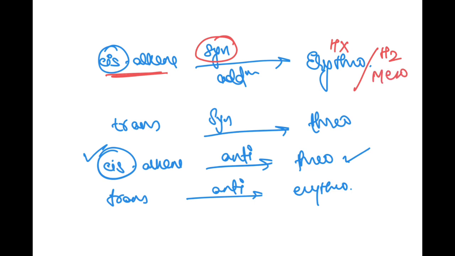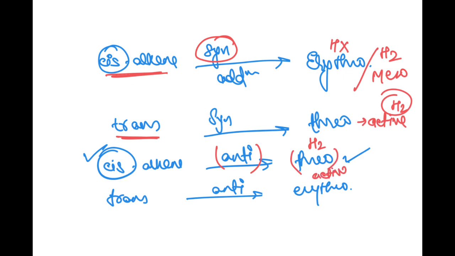Similarly, on the trans, if you are doing syn addition, you will always get 3O and you will always get an active molecule. Even if you are taking hydrogen, you will get an active molecule because the groups are trans over here. Similarly, if you do cis alkene addition but you are doing anti-addition, even if you take hydrogen, it will be 3O and active. Because the addition is anti, it is always going to be active.